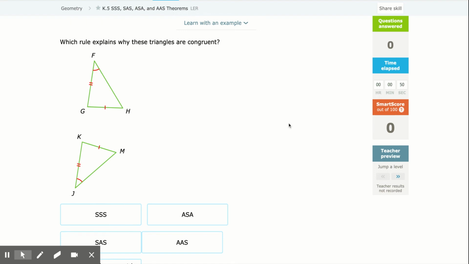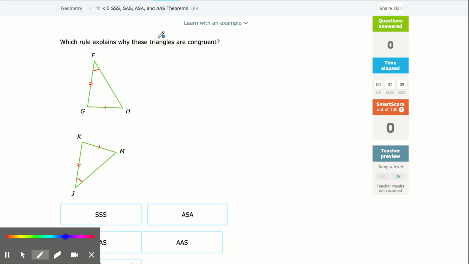Welcome. In the last two lessons, we learned the side-side-side, side-angle-side, angle-side-angle, and angle-angle-side theorems for congruent triangles. And most of the time, they gave you which one you were looking for, and you just had to find the correct two triangles that were congruent.